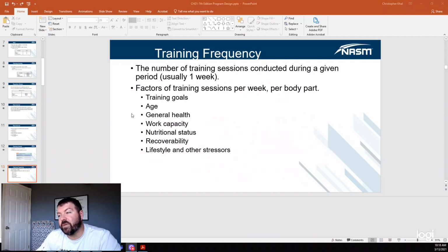All right, training frequency. This is the number of training sessions conducted during a given period, usually about a week. Factors for training sessions per week per body part include training goals, age, general health, capacity, nutrition, recoverability, lifestyle, and other stressors. These really dictate a lot of these different things.